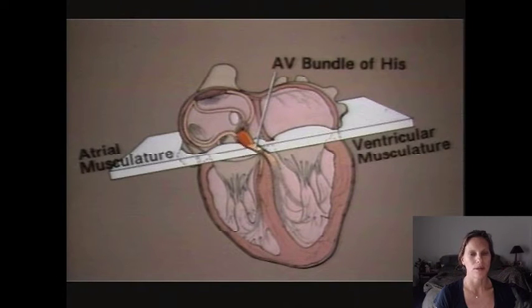Another thing to keep in mind about the heart is, as we said, there's 4 chambers, and you can see on that picture you have the atria on the top and the ventricles on the bottom. And in this picture you see that sort of plane drawn between the atria and the ventricles. The reason why that plane is significant is because that's referred to as the fibrous skeleton of the heart.